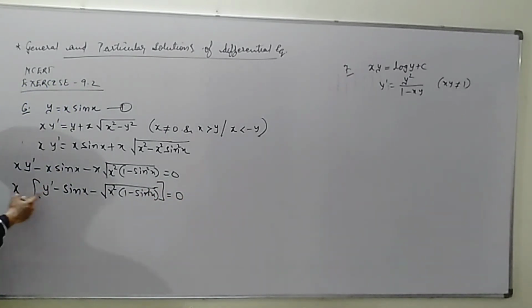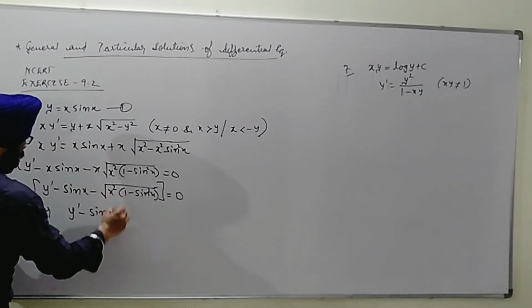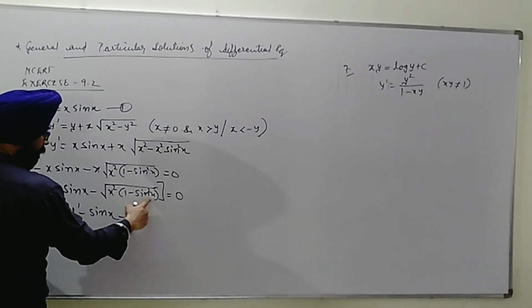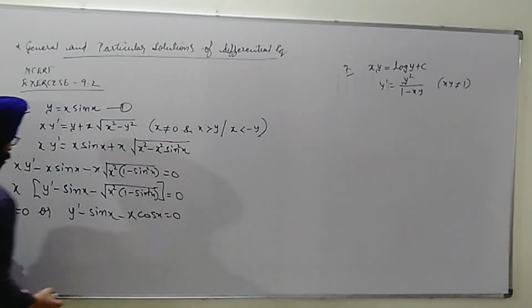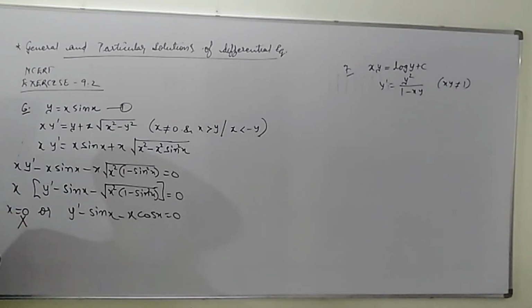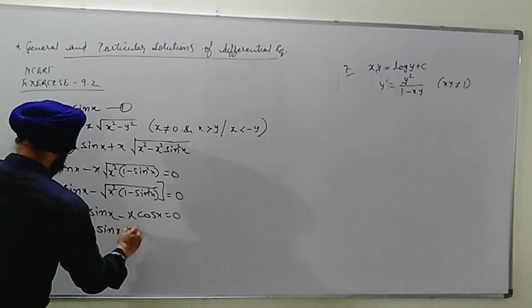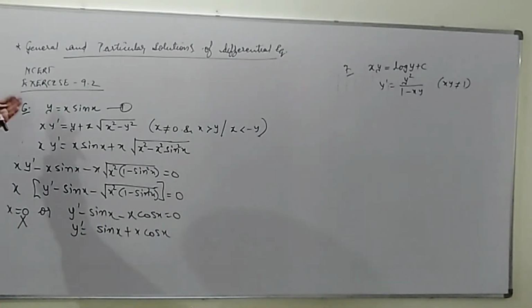Now by the theory that if a product is 0, we can say x equal to 0, or this whole bracket y dash minus sin x minus, this way we can write x square will become x, 1 minus sin square under root is cos x, equal to 0. But we are given the condition x is not equal to 0, so this has to be rejected. Means we need to prove that y dash is equal to sin x plus x cos x. This is the actual result of differentiation we need to prove.